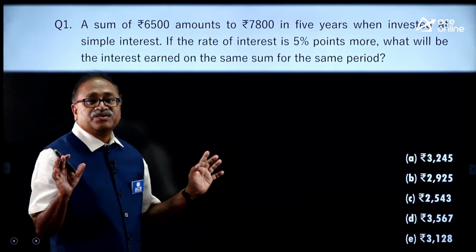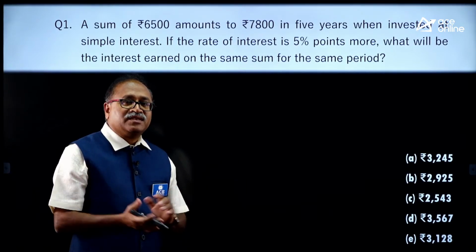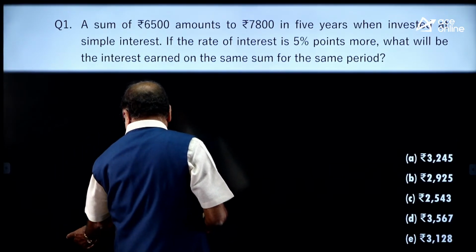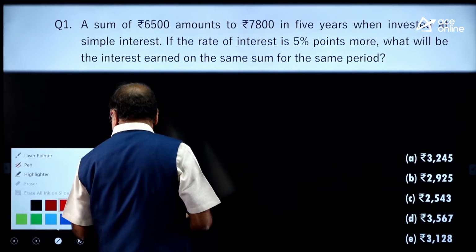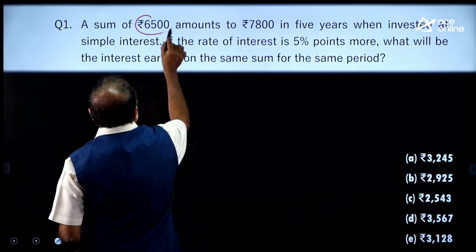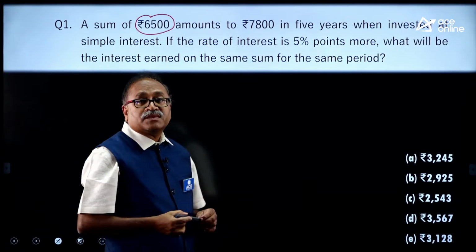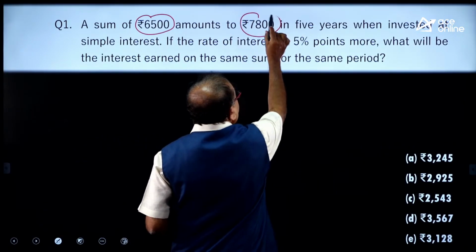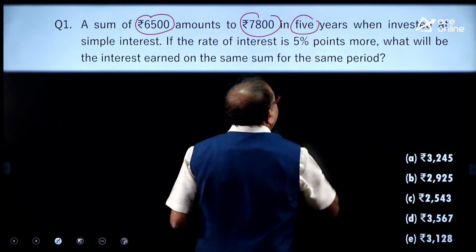Here is the question. I will read the question and then I will give 30 seconds for you to respond. Let me see what the question is. A sum of rupees 6,500 amounts to rupees 7,800 in 5 years when invested in simple interest.